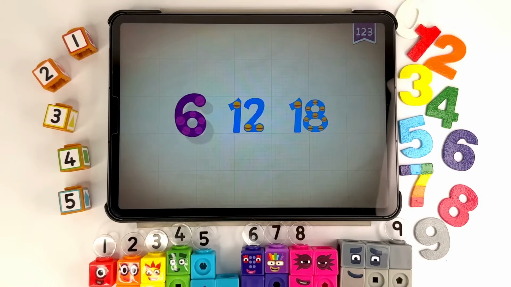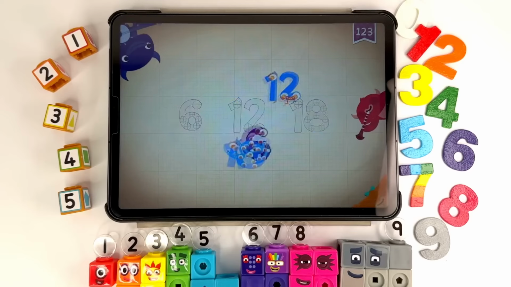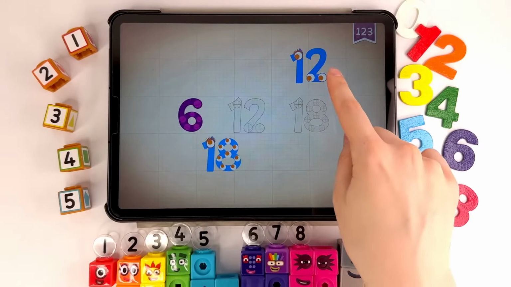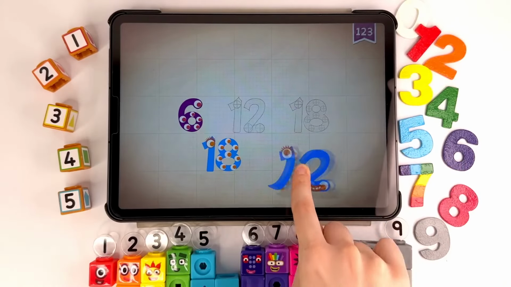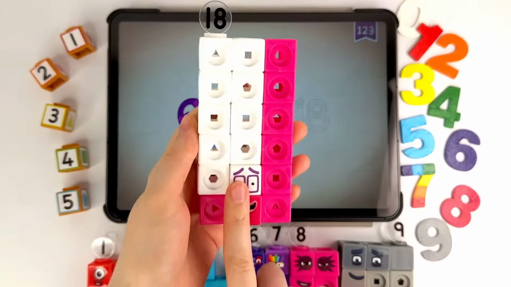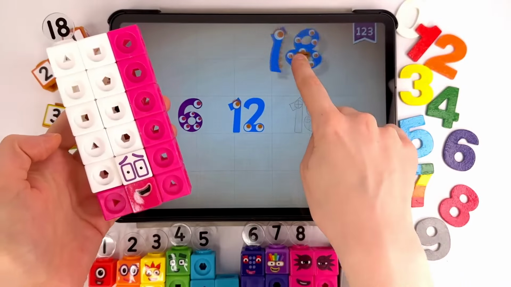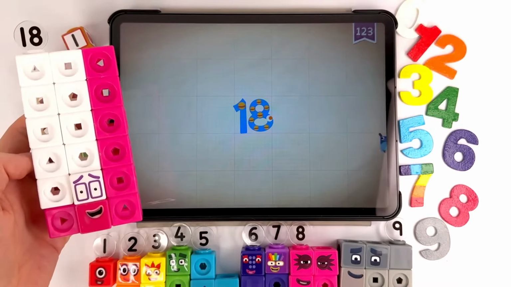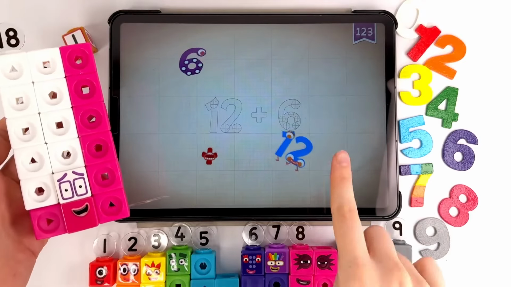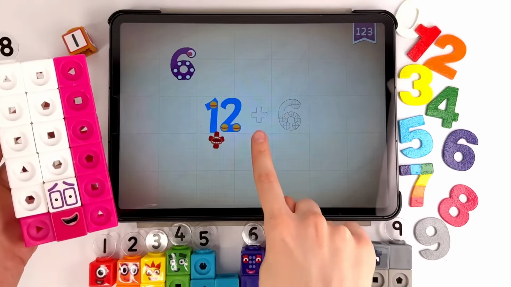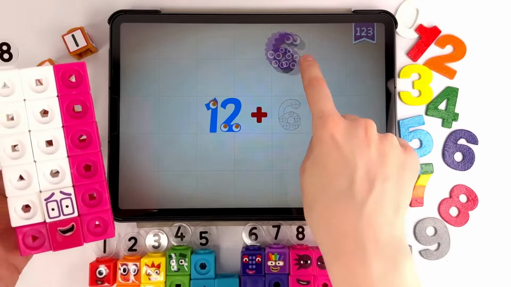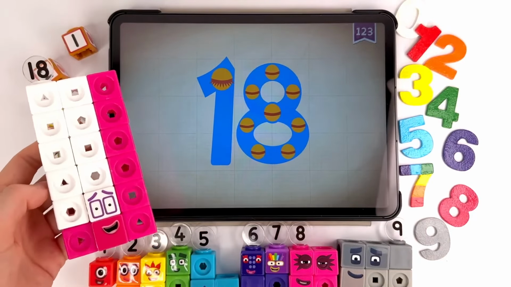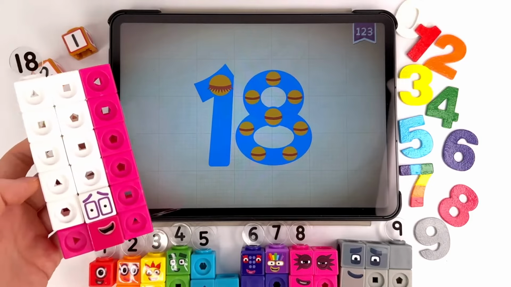Count by sixes. 6, 12, 18! And 18! Number 18! 6, 12, 18! 12 plus 6 equals 18. Touch the monster's eyes to wake it up.